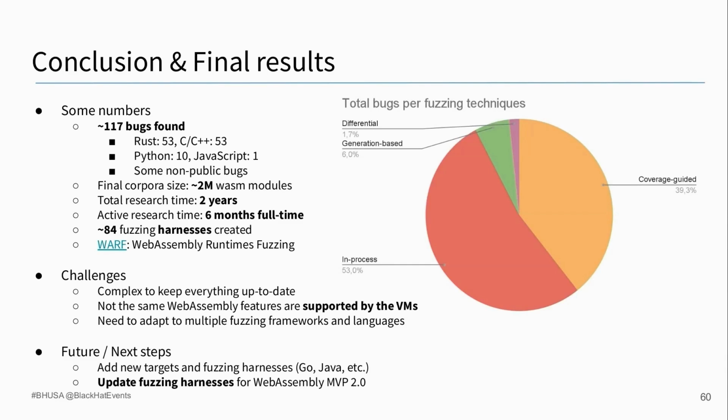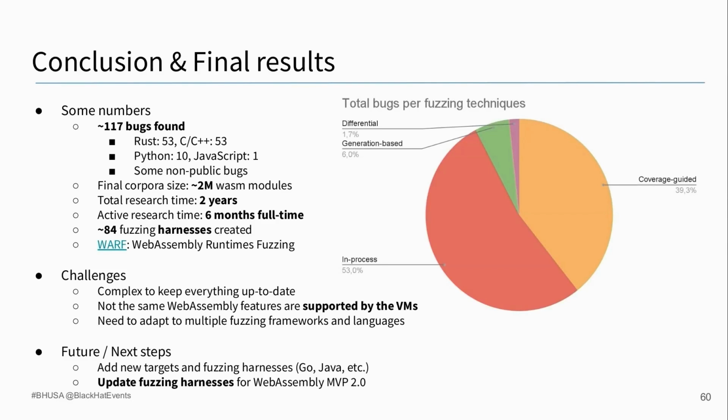The challenge is that it's complicated to update everything. All the different targets evolved, and I have a full-time job. Also, the different WebAssembly features are an issue, especially for differential fuzzing, as I mentioned, because one might support a feature and not the other. And then you also need to adapt to multiple fuzzing frameworks. But that's actually the good part. It's a nice excuse to basically try to fuzz everything.